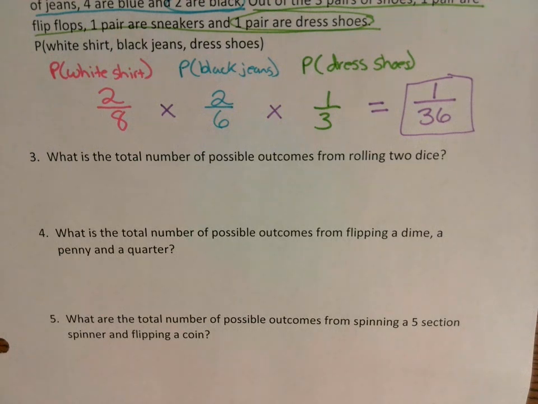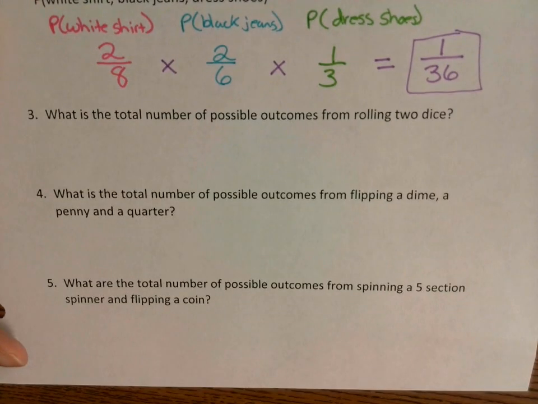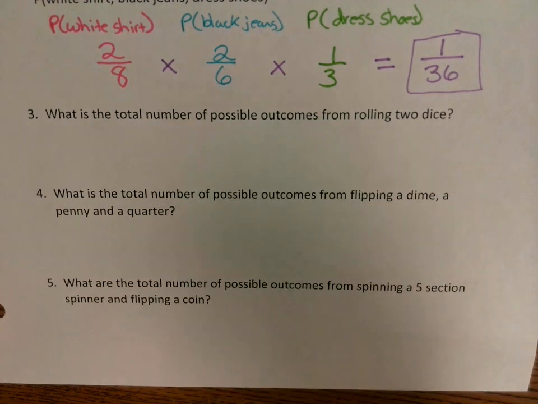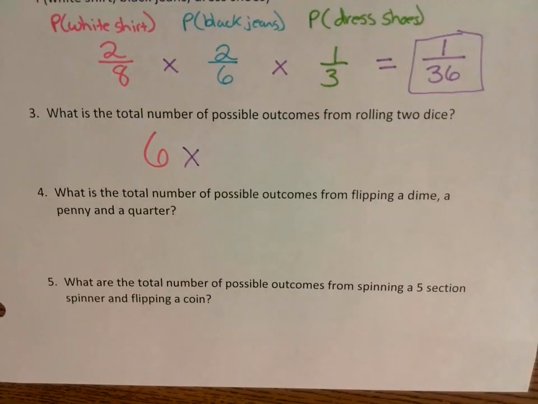For problem number 3, what is the total number of possible outcomes with rolling 2 dice? 36, right? We have 6 possible outcomes for the first die. Multiply that by 6 possible outcomes for the second die. That's going to come out to a total possible outcomes of 36.